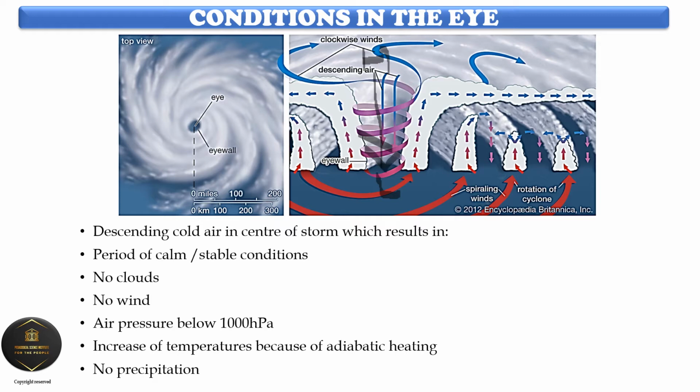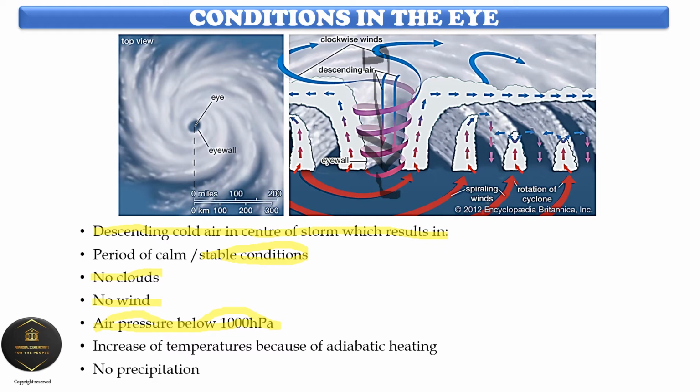Because of that, our notes here are showing us that we will have descending cold air in the center of the storm. And remember, this descending air, since it does not have moisture, will lead to stable conditions. And what does that mean? Stable conditions means there will be no cloud cover, there will be no wind, and the air pressure will be below 1000 hectopascals, which means we will not have rainfall in that region.